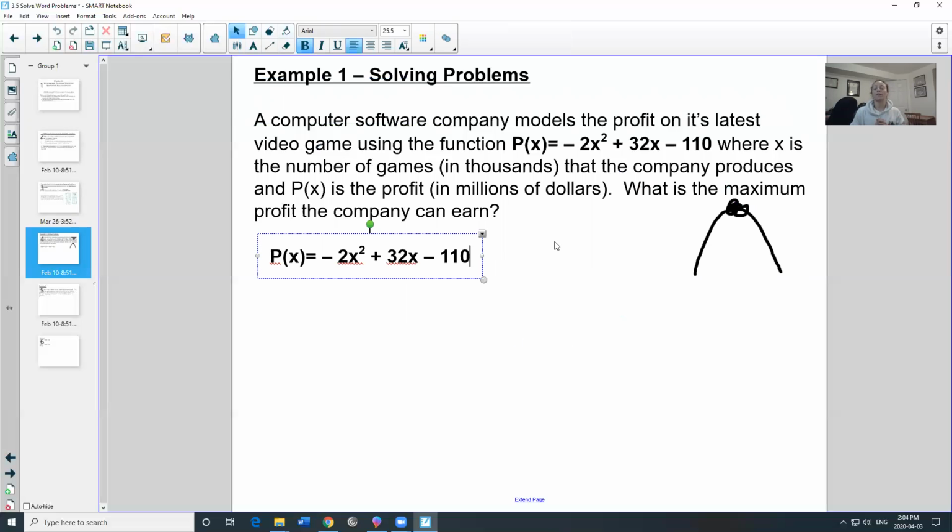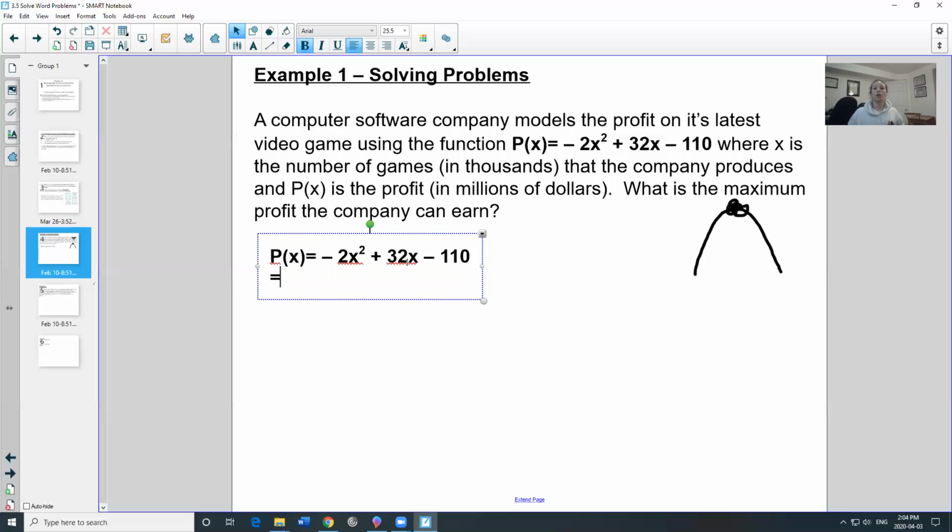If I'm trying to find the vertex and I have standard form, I would need to find my axis of symmetry, which is the x coordinate of my vertex, and then I need to substitute that in to find the y coordinate of my vertex, which would give me my maximum or minimum. So the first thing that we have to do is put it in factored form. So I'm going to factor it.